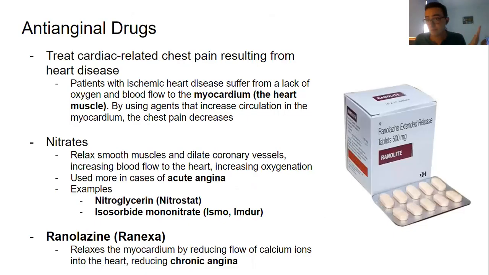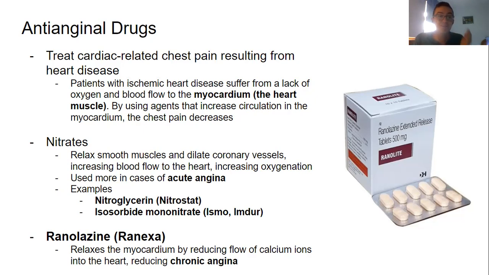So let's first start off treating chest pain, angina. We have our antianginal drugs, and they treat cardiac-related chest pain resulting from heart disease. Patients with ischemic heart disease, which is just a certain type of heart disease, might suffer from a lack of oxygen and blood flow to the myocardium or heart muscle. By using agents that increase circulation in the myocardium, that chest pain decreases. So we want to introduce more blood into the myocardium by dilating those vessels. Those vessels are carrying oxygen through the red blood cells, getting into the heart, and supplying the heart with adequate oxygen so it can function better.